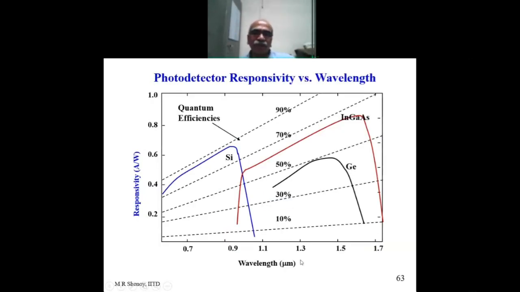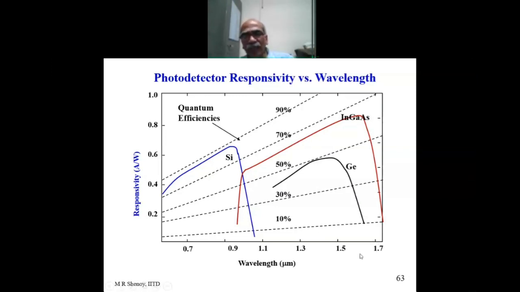And you see this is an important graph which you will see in all detector data sheets. If you are using a silicon detector, note that the responsivity is very good over a wavelength range of approximately 0.4 to 1.1 micrometers. And the responsivity is very nice because the silicon band gap is 1.1 eV, and therefore at around 1.1 micrometer, the responsivity goes down to 0. Beyond that, it is transparent.